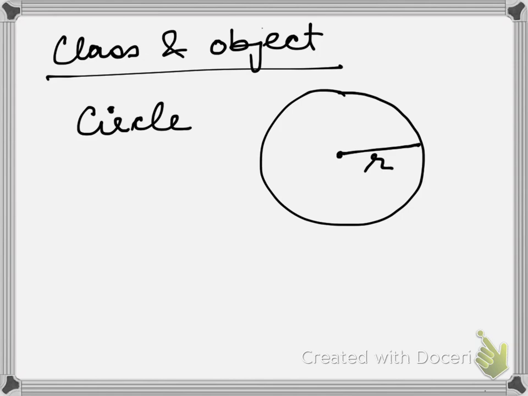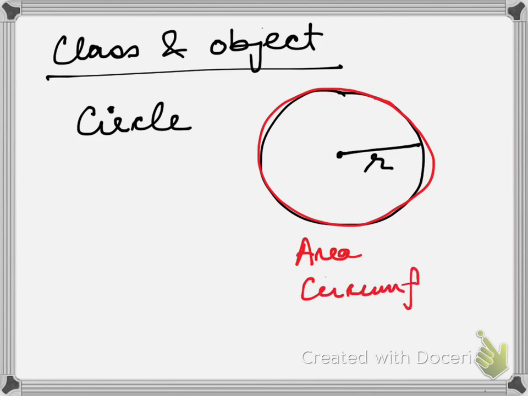And then what can I do with it? I can compute the circumference of the circle. I can find the area of the circle. So, area, circumference, these are some actions that I can perform on the circle. Compute the area, compute the circumference. Okay. So, these are some actions.